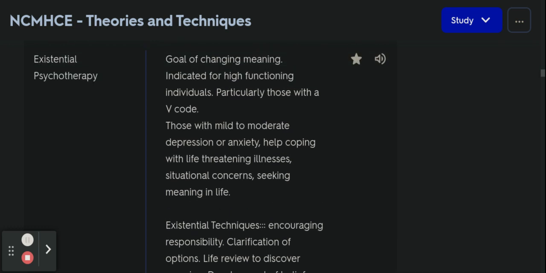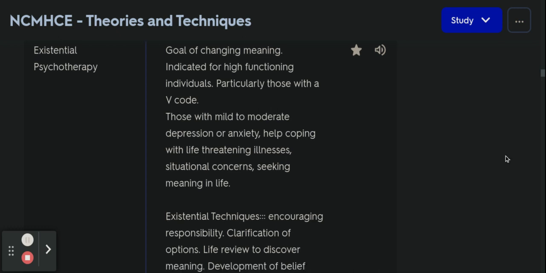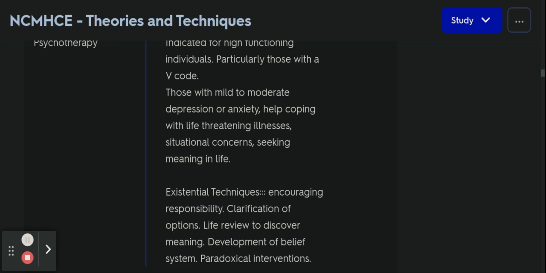Existential psychotherapy. Goal of changing meaning, indicated for high functioning individuals, particularly those with a V code. Those with mild to moderate depression or anxiety, help coping with life threatening illnesses, situational concerns, seeking meaning in life. Existential techniques: encouraging responsibility, clarification of options, life reviews to discover meaning, development of belief systems.